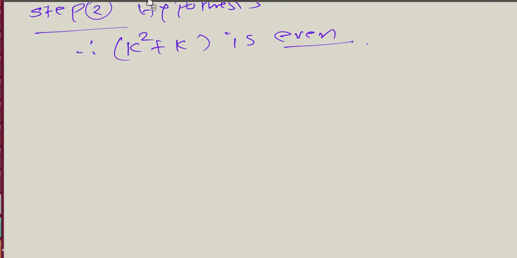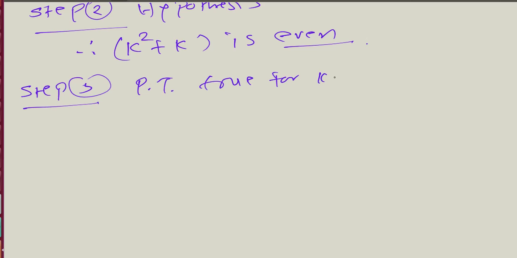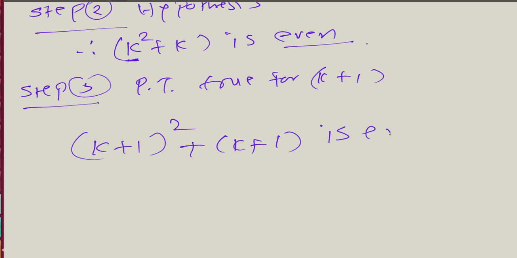So step 3 is the induction step, where we prove that the theorem is true for k plus 1. That means we have to prove that k plus 1 whole square, we are substituting k plus 1 in place of n or k here, so k plus 1 whole square plus k plus 1 is even. That we have to prove.